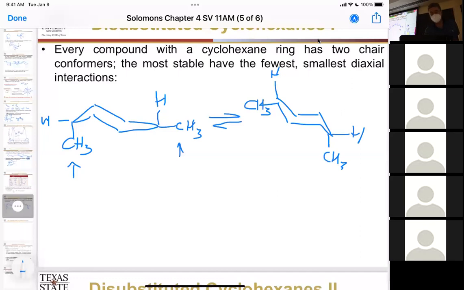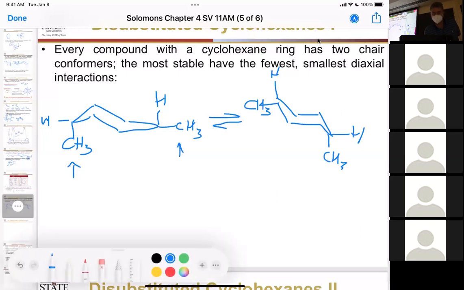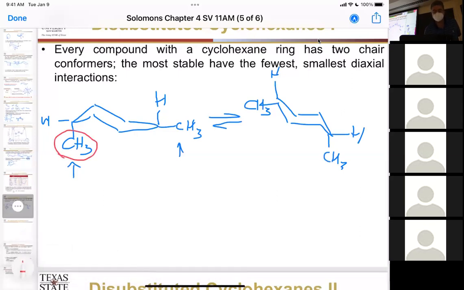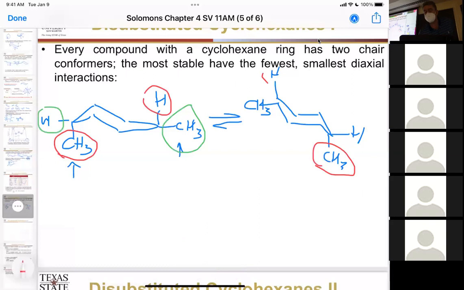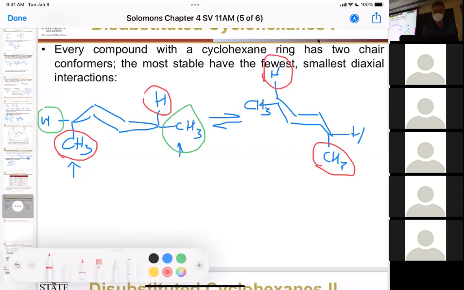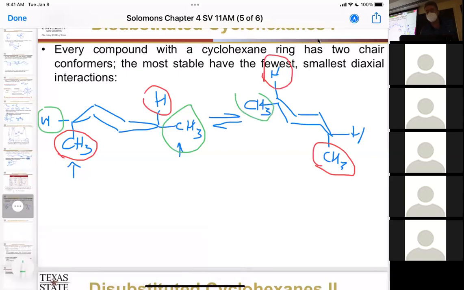So in this case here, let me draw it, circle it in red here. This is the axial position. And this is the equatorial position. And now just by flipping it, we haven't rotated it or anything. This methyl group is now in the axial position. This hydrogen is now in the axial position. And this methyl group is in the equatorial in there. So this will flip back and forth.